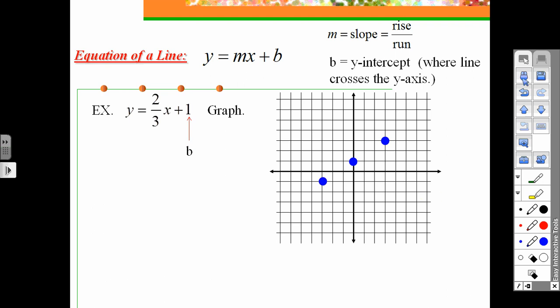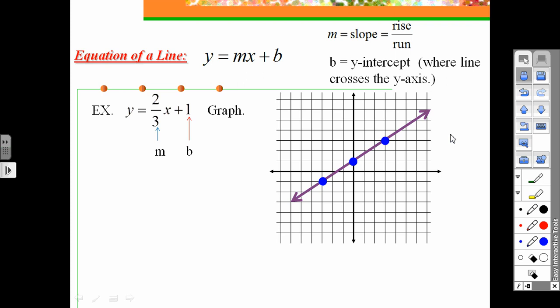Okay? Anyway, once we have our points, whether you want 2 or 3 or more, then you can just take a ruler, connect the dots, and you get your line. So it's as easy as that. It's not too bad, right?